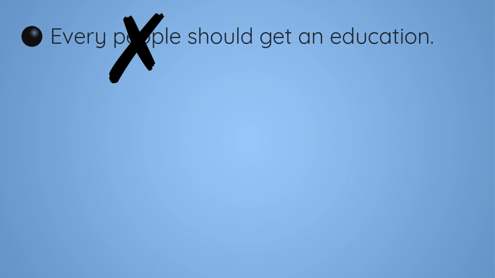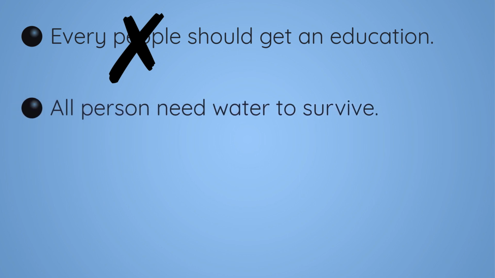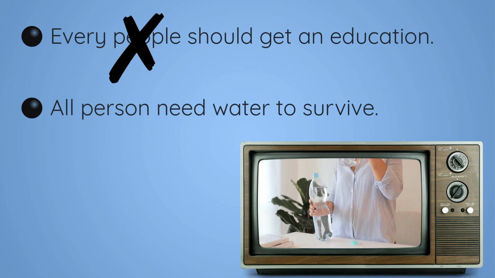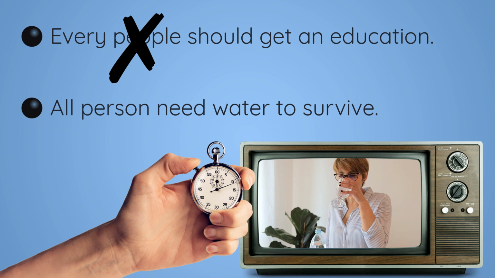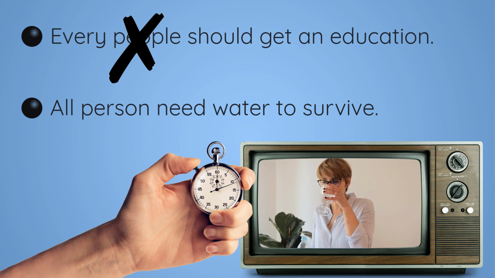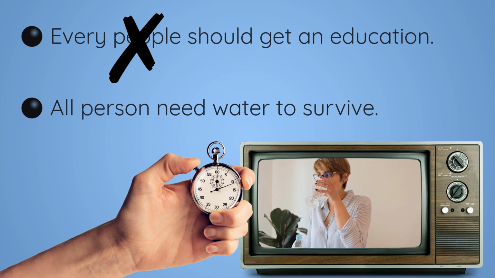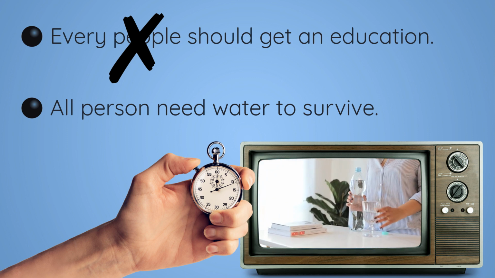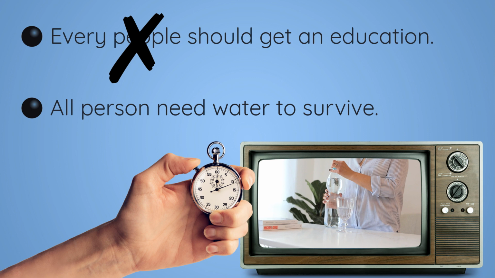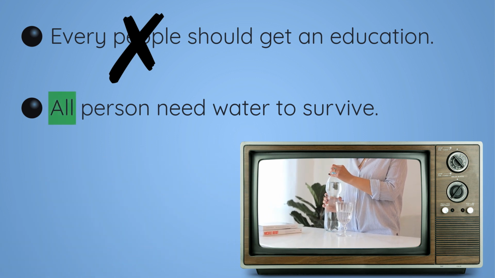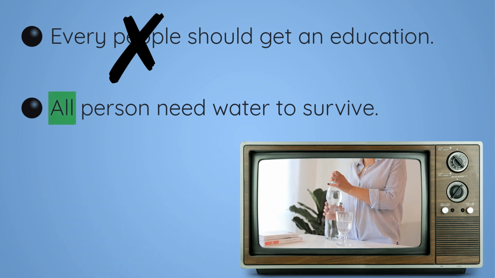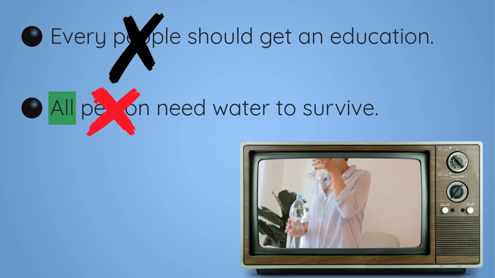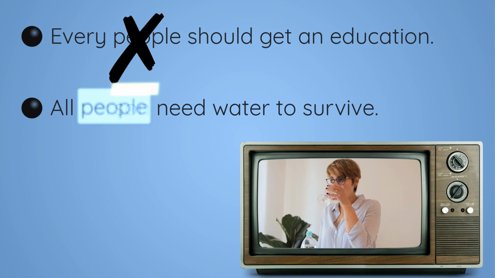Another example of a mistake: all person need water to survive. Take a moment and think about what you think the mistake here is. All person need water to survive. Okay, this is the opposite mistake. When we have the word "all" and we are talking about people, we usually don't use the word "person." We use the word "people."